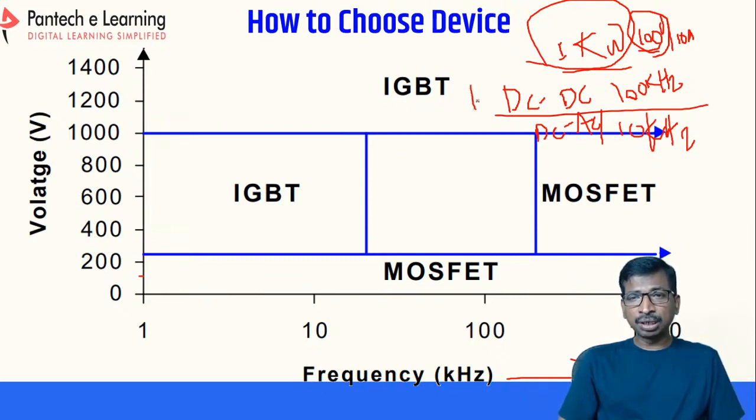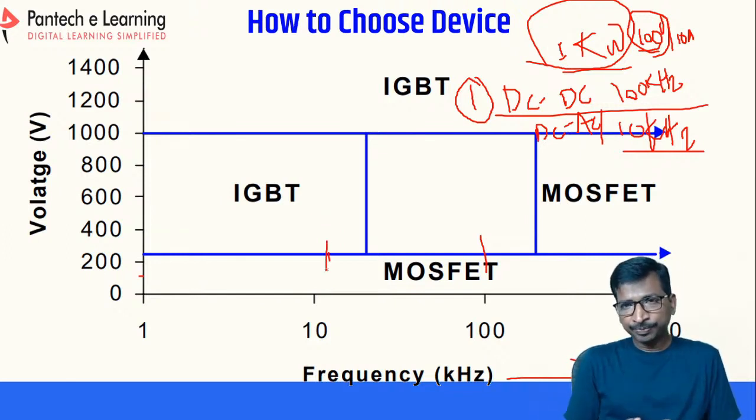Suppose you take case 1, for DC to DC at 100 kilohertz, you have to choose the MOSFET. See here, this is the line, and the frequency, like here 100 kilohertz will be there, right? So at 100 kilohertz you have to choose the MOSFET. Similarly, for DC to AC, the same voltage range, 100 volts, with 10 kilohertz, less than 10 kilohertz, here you have to use the IGBT model, right?